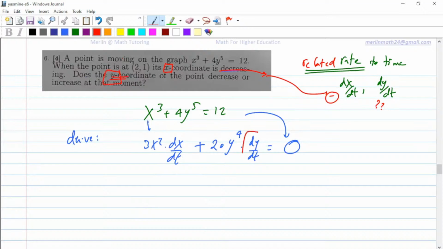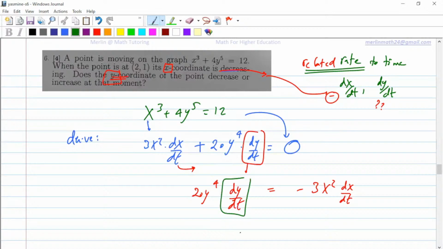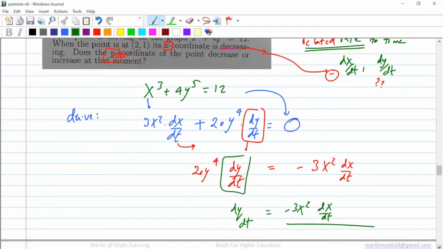So all you have to do is find this. You are supposed to take all to the other side. Keep that here. You kick this to the right. Get square. And this is dy over dt. Right away, I want to divide by what is near. Is it okay? Because 20y to the 4, I need to find how much this is. dy over dt would be minus 3x squared dx dt divided by how much? 20y to the 4. Any question?